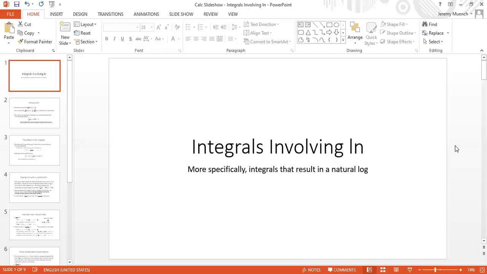Howdy, everyone, and welcome to the second part of our look at integrals involving e and ln. Specifically, we're looking at integrals involving ln. So this is the other side of our combination of looking at exponential and logarithmic functions. This time, the integral is, I would say, not as obvious as it is with exponential functions.